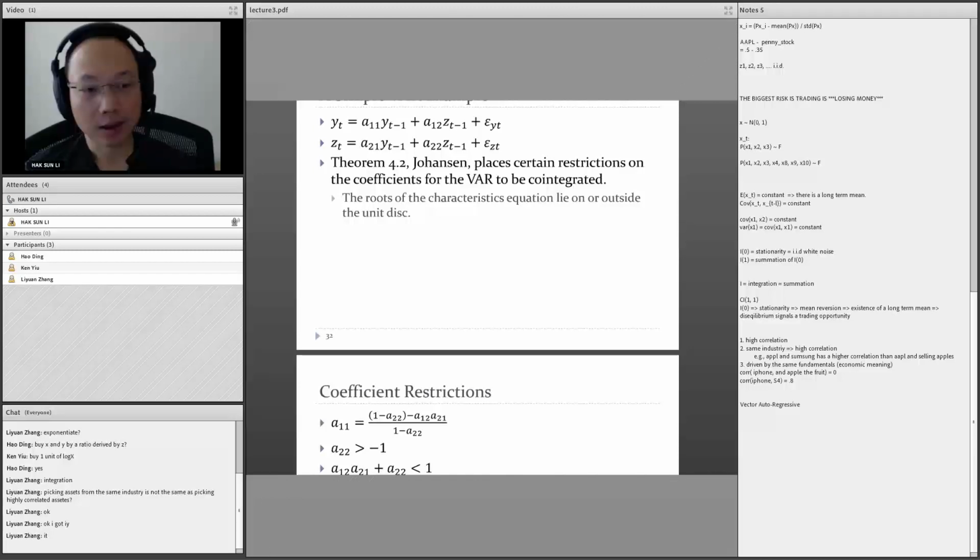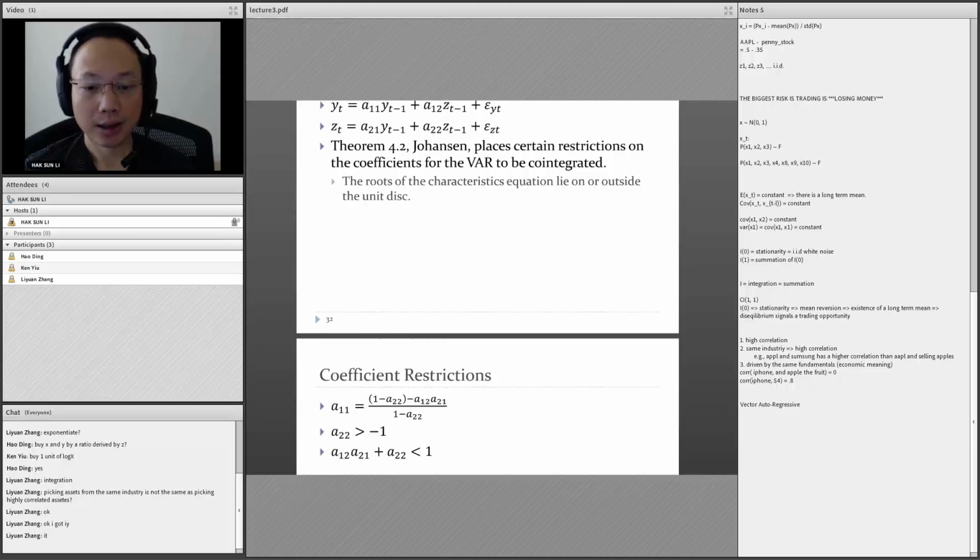Now, Johansen's theory, theorem 4.2 in Johansen's book, says that in order for yt and zt to be co-integrated, there are restrictions on the coefficients. Meaning that, for example, it needs to satisfy these two conditions: a22 needs to be bigger than minus 1, and this thing needs to be smaller than 1.